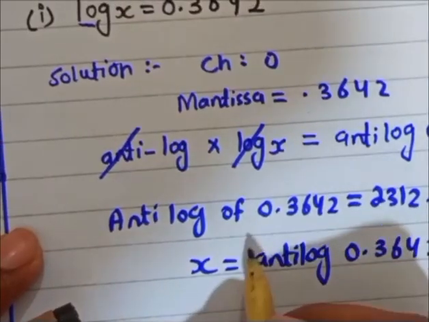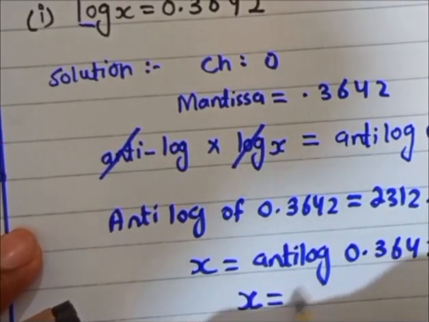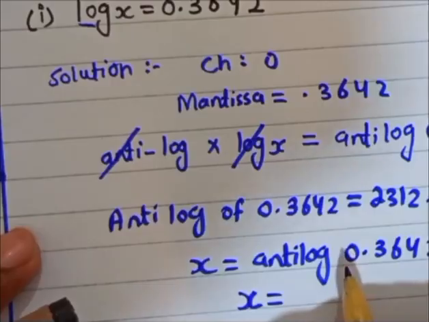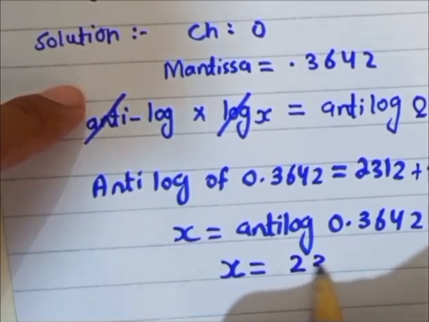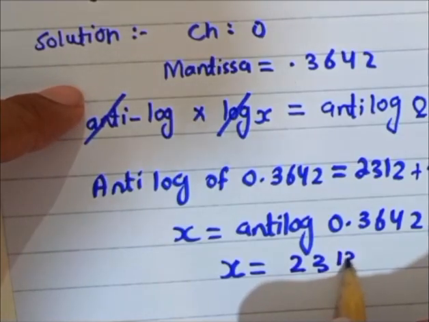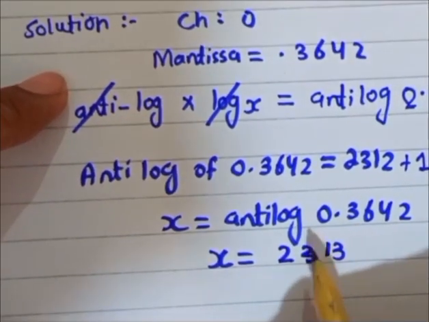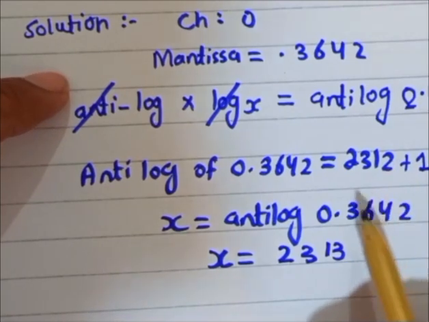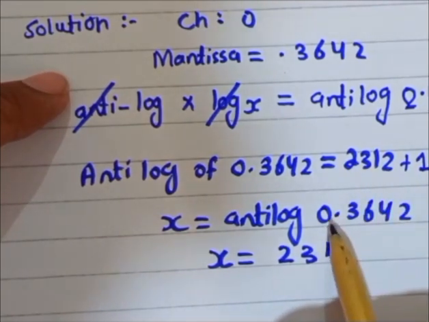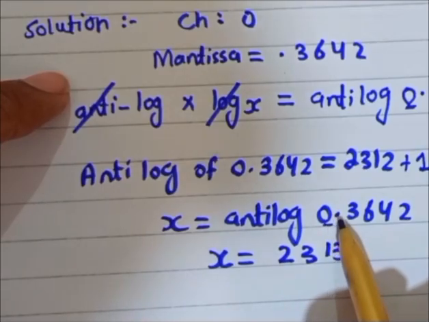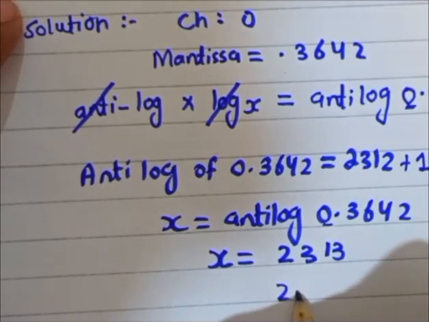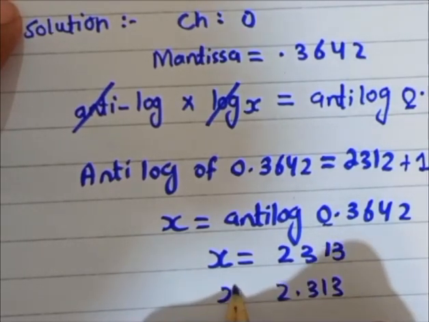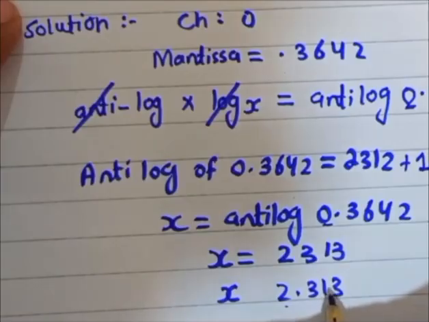So the value of x, where log x is 0.3642, is 2313. Now I am supposed to put the decimal point. For putting the decimal point I need to see the characteristic. The decimal point is put after the characteristic. So I will make it 2.313. So the value of x is 2.313.